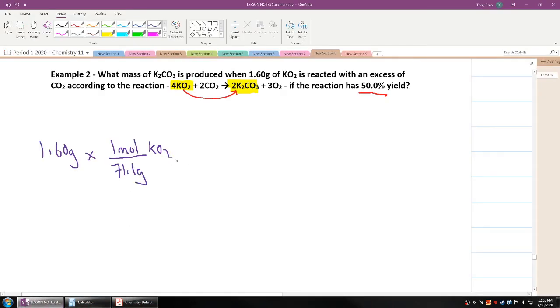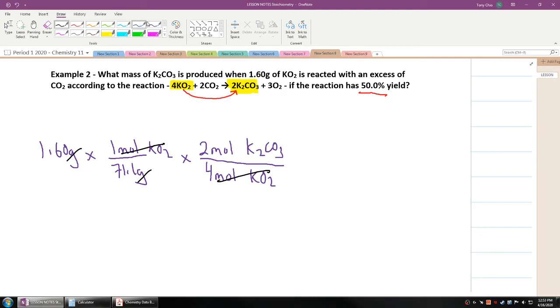71.1 grams. So now you see our grams cancels out. My next step is now to convert and cross the mole bridge. The mole ratio here is 2 to 4. So 2 moles of K2Cl3 over 4 moles of Kl2. As you see here again, our moles of Kl2 cancels out.